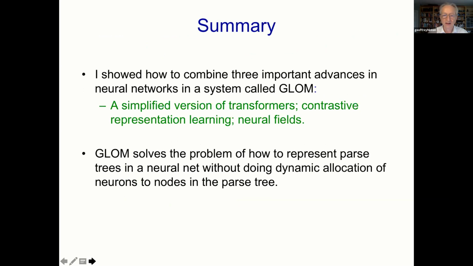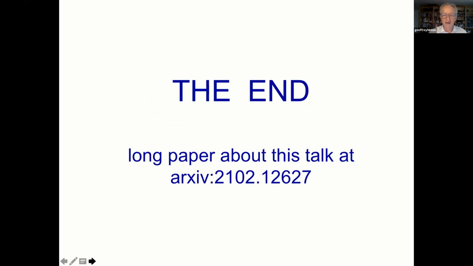So just to summarize, I showed how to combine some recent ideas in neural nets to make an imaginary system called Glom. And the point of Glom is to solve the problem of how you represent parse trees without doing dynamic allocation of neurons to nodes. And so this kind of replaces capsules models where neurons are allocated to particular kinds of things with embedding vectors, which can represent anything. They need to be bigger than the old capsules, but you can think of them as like universal capsules. And this was a complicated talk, but you can read all about it in a paper on arXiv. And I'm done.